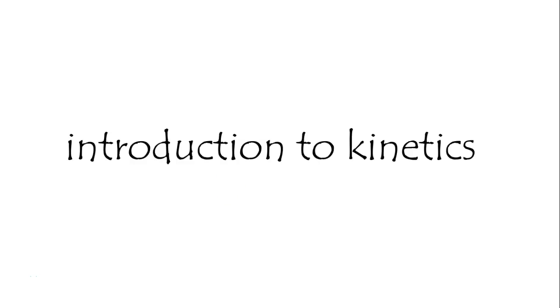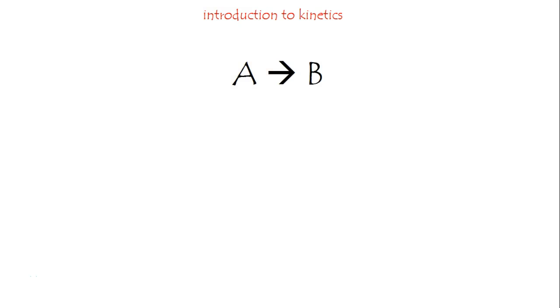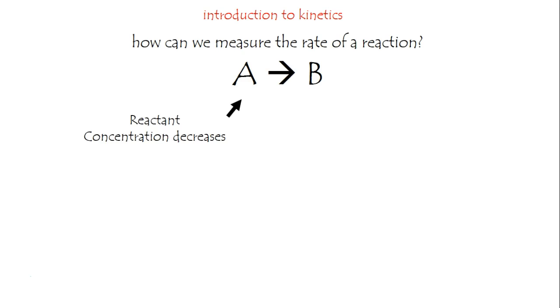An introduction to kinetics. Kinetics means the rate of a chemical reaction. Let us imagine a chemical reaction where A is turning into B. How can we measure that rate? Well, one thing we can say for sure is that the concentration of this stuff is going to go down and the concentration of the products is going to go up.